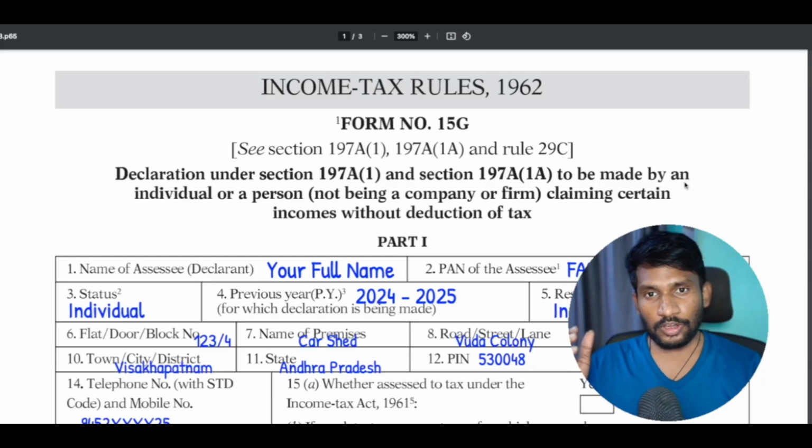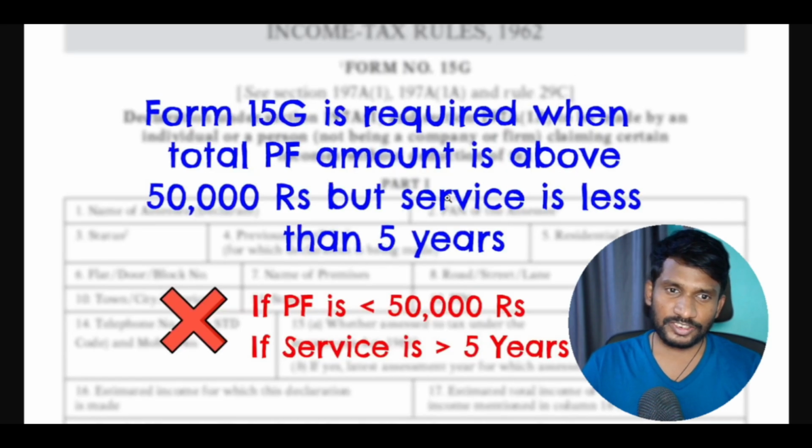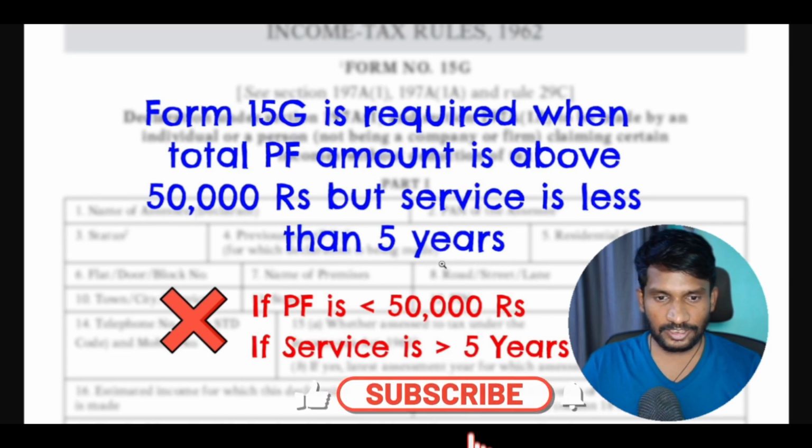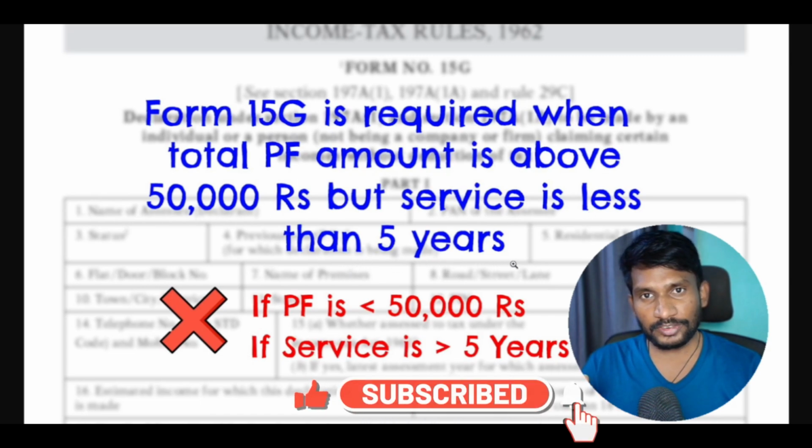This video is about how to fill Form 15G for PF withdrawal. Form 15G is required when your total EPF amount is above 50,000 rupees, but the total service is less than 5 years. In that case only you have to submit Form 15G.